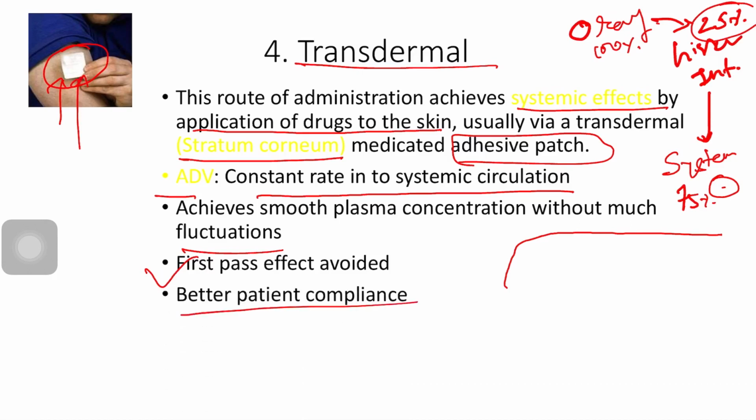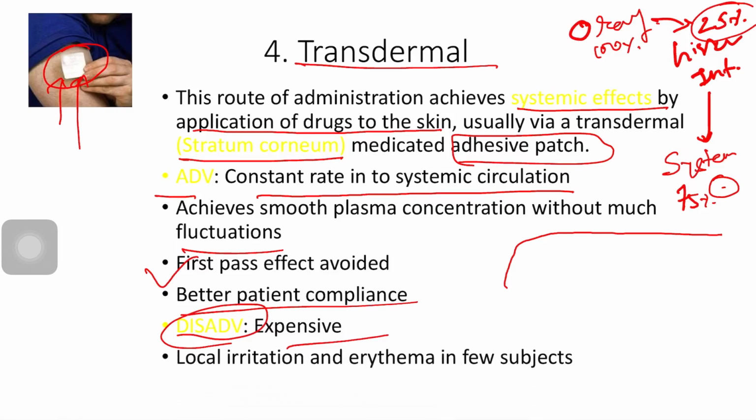Better patient compliance. Obviously the patient feels better if you ask them to just apply a patch rather than take a drug orally or by injection. So it has better patient compliance. But a disadvantage is that they are expensive. These patches are a bit expensive in comparison to oral tablets. So these are the advantages and disadvantages of the transdermal route. One more disadvantage is local reactions. It produces local irritation and redness in a few cases. So these are the transdermal routes of drug administration.